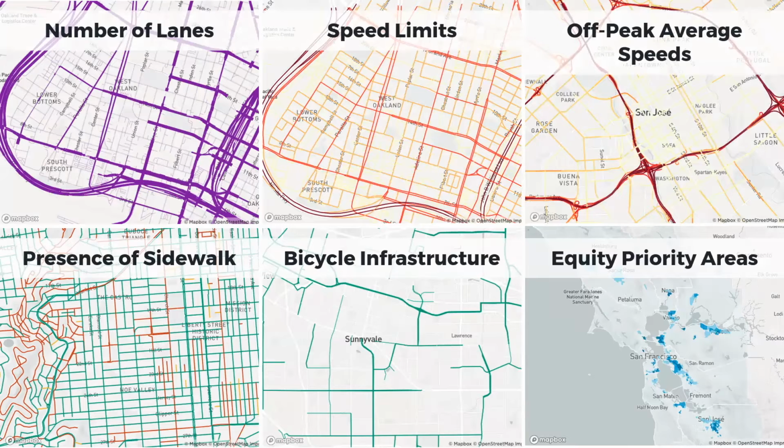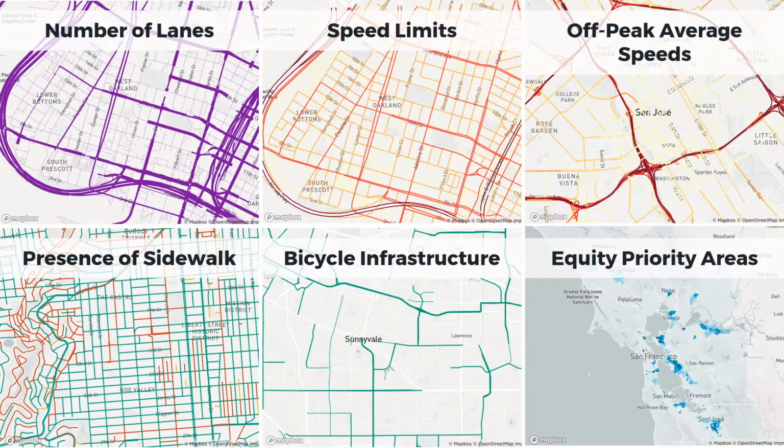I mentioned them earlier, but the number of lanes, speed limits. We looked at off-peak average speeds as a kind of judge for how fast people were actually going in the area. The presence or absence of a sidewalk. We didn't have condition data or width data, but we did have presence, and we thought that was important. Bike infrastructure, data on equity, and a whole bunch of other stuff that's not here.